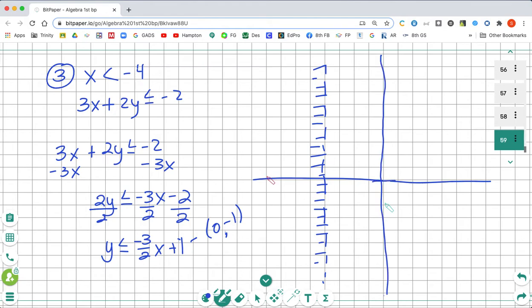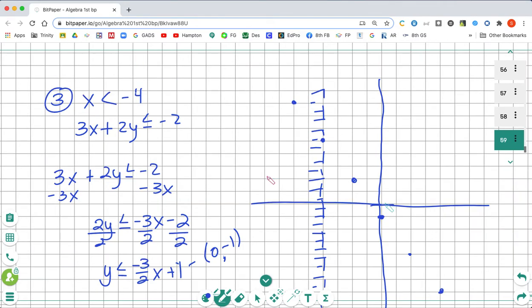Okay, so it's 0, -1, down 3, to the right 2, down 3, to the right 2, up 3, to the left 2, up 3, to the left 2. Let me move this up a little bit.